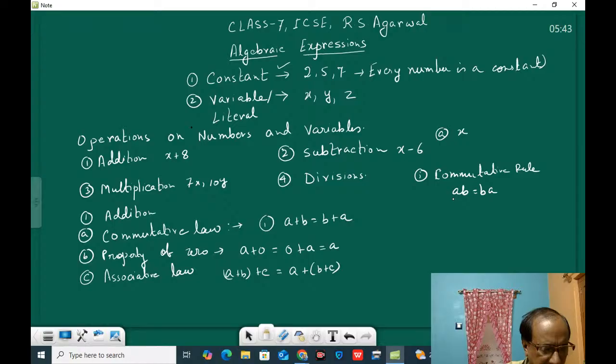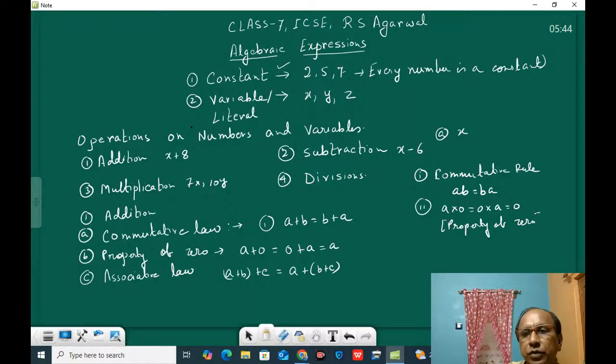Another thing we can write is a into 0, that is the property of 0. A into 0 is equal to 0 into a is equal to 0. This is the property of 0, right?